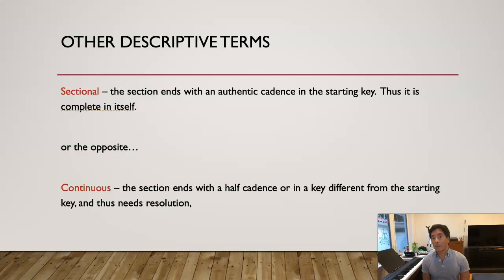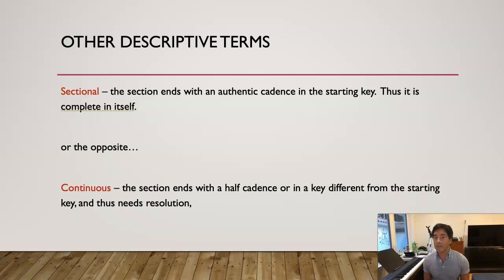We have other ways of describing binary and ternary forms as well. We can call them sectional or continuous, depending on how each section ends. So in binary form, the first section ends with an authentic cadence in the starting key. So the section itself could be a little mini composition by itself because it begins and ends in the same key. In a continuous section, the key either changes, so it modulates, or the final cadence is something other than authentic. Maybe it's a half cadence or a deceptive cadence, which forces the music to continue on.